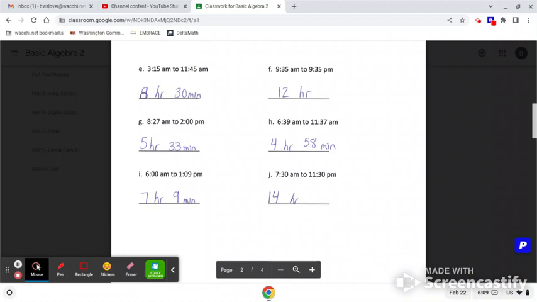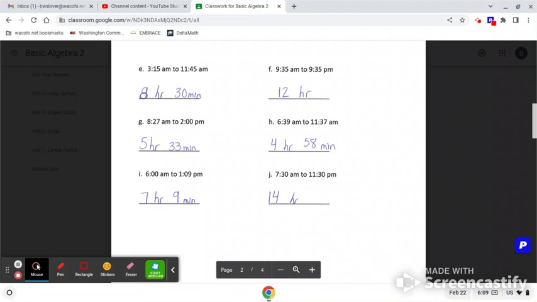So letter E. If I go 3:15, 4:15, 5:15, 6:15, 7:15, 8:15, 9:15, 10:15, 11:15, I'm at 8 hours at 11:15. If I go to 12:15, I have passed where I need to go. I only need to go to 11:45. So right now I'm at 8 hours and I'm at 11:15. How many more minutes do I need to go from 11:15 to 11:45? That would be 30 minutes. So that's why my elapsed time is 8 hours and 30 minutes.